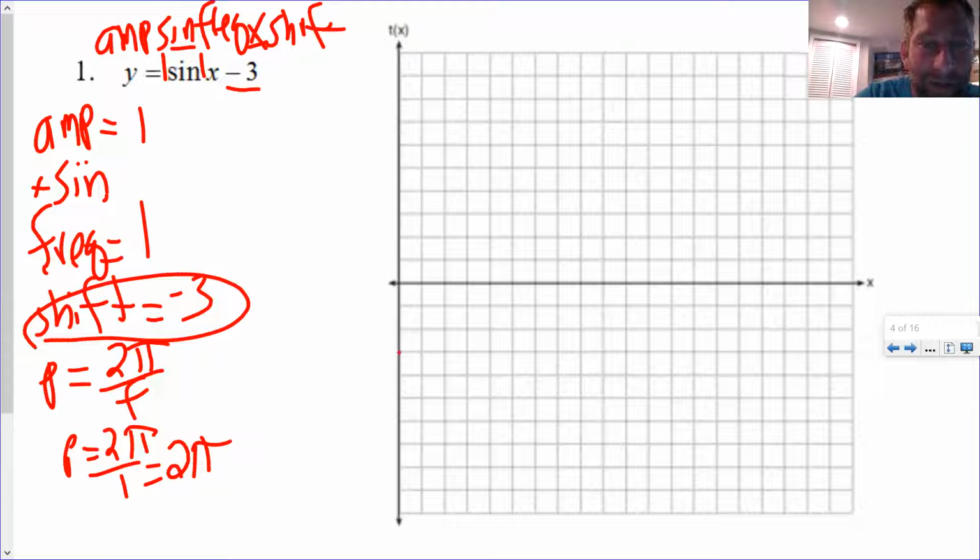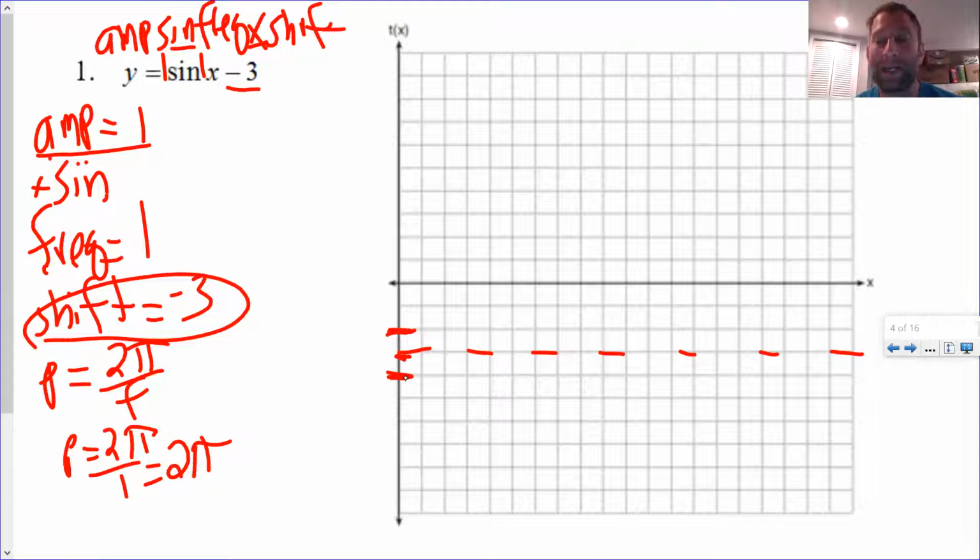So at -3, I'm going to draw my dashed line. And now my amplitude is 1. That doesn't mean it's going to be at +1 and -1. Amplitude is the distance from the midline to the max, from the midline to the min. So if the amplitude is 1 from the midline, I'm going up 1 and down 1. Again, I'm not going up 1 and down 1 from the x-axis. I'm going up 1 and down 1 from the midline.